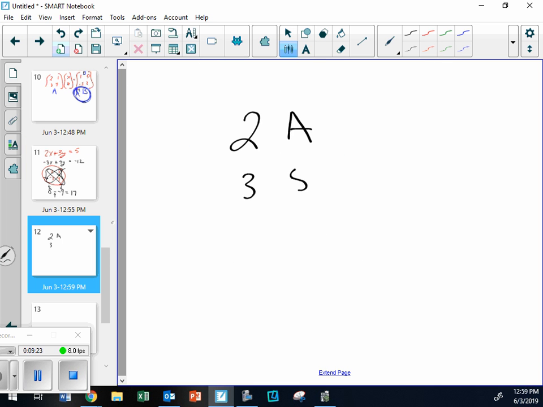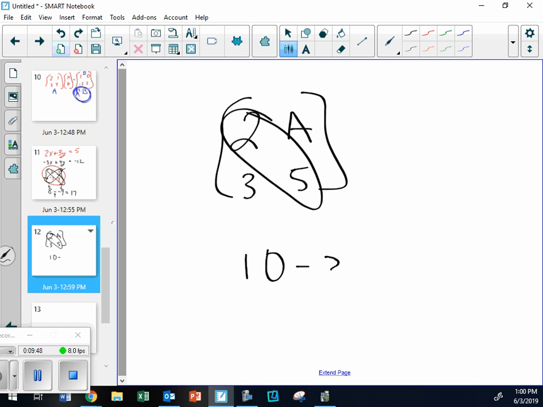The reason you care is that on the test, what if we do this? 2A, 3, 5. And we say, what's the determinant? It's not hard if you know what gets multiplied and subtracted. Give it a shot. Your answer has an A in it. That means it's in terms of A. That's how you say that. You should have said 10 minus 3A. Does that make sense to you?